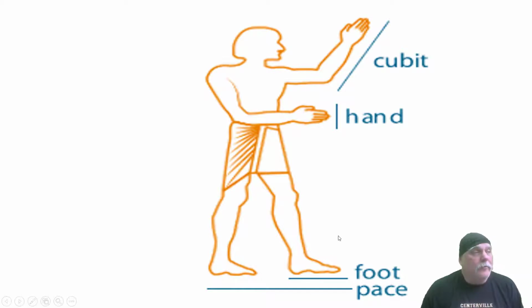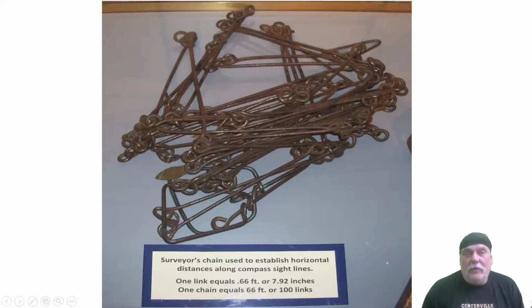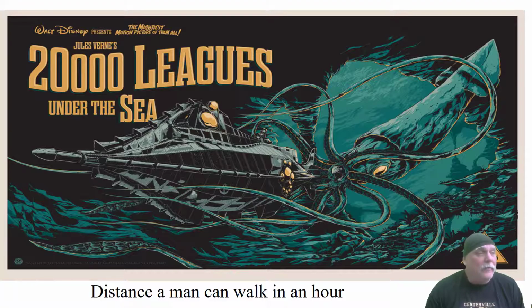Rods and chains are units that are used for measuring land, so surveying land. Here's an old surveyor's chain that people would use to mark off people's farms. Leagues. Well, you may have heard of the term league, especially if you've heard of the old novel 20,000 Leagues Under the Sea. League was kind of measured off as the distance a man could walk in 1 hour, so however far that would be.